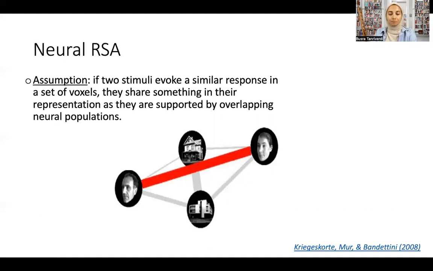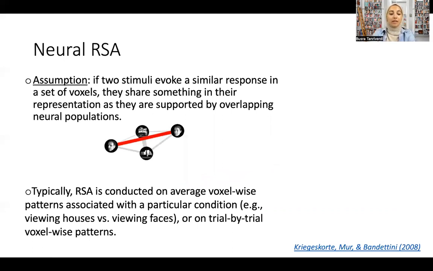In a typical RSA, for the neural data, we extract either average voxel-wise patterns associated with a particular condition, such as viewing houses or viewing faces, or we can extract trial-by-trial voxel-wise patterns. Once we extract these activity patterns, we calculate the similarity between the activity in a set of voxels, and that gives us a representational similarity matrix showing us how similarly things are represented in these voxels.